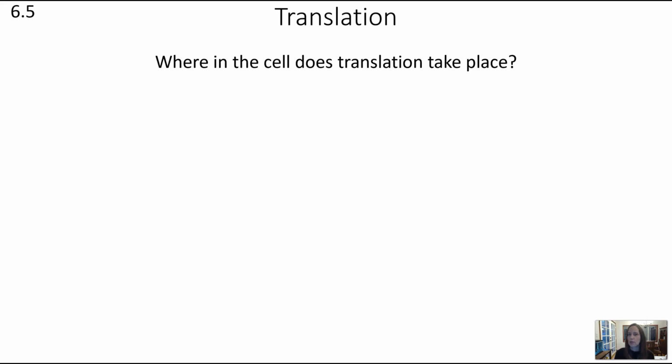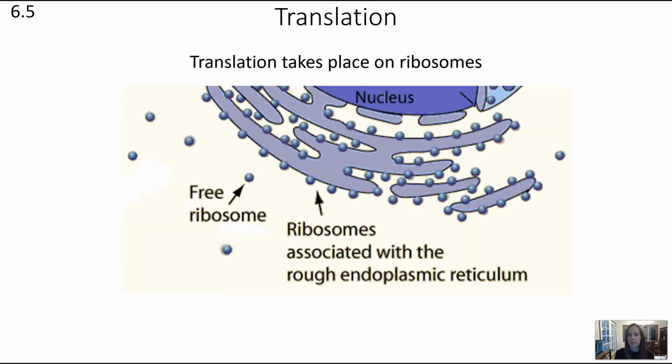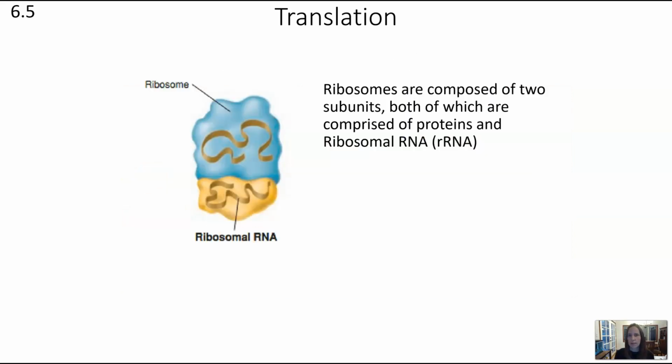Where in the cell does translation take place? Translation takes place on ribosomes, and there are both free ribosomes as well as ribosomes attached to the rough endoplasmic reticulum. So that brings up the question, what are ribosomes?